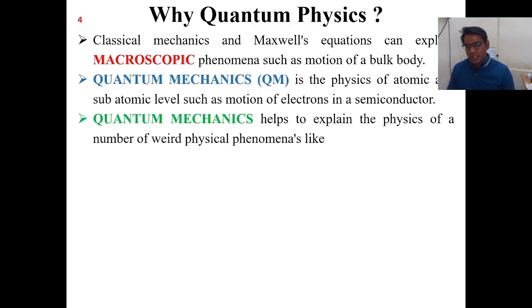Let us start with a very vibrant question: why quantum mechanics? Or what is quantum mechanics? Classical mechanics is the mechanics that deals with macroscopic phenomena. Macroscopic means all those phenomena or particles that can be seen by human senses. While quantum mechanics is the physics that deals with microscopic phenomena or microscopic particles, like the motion of an electron in a shell.